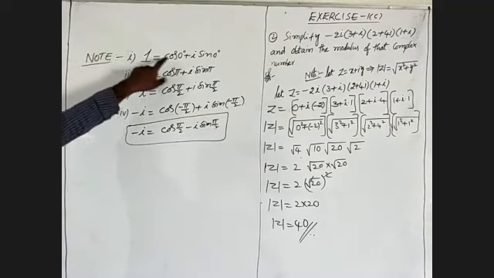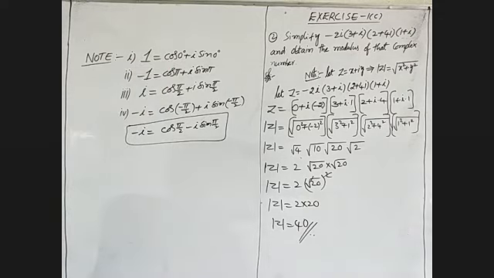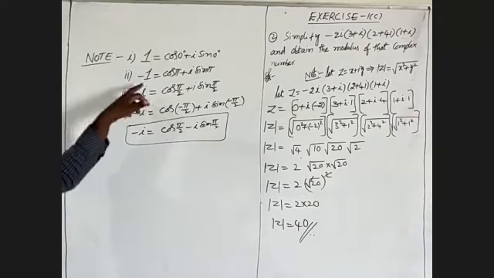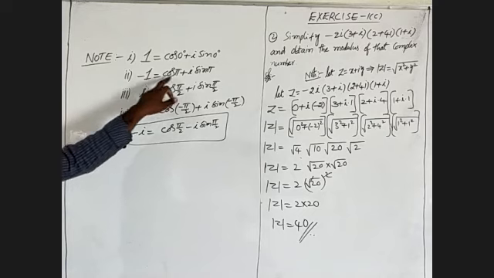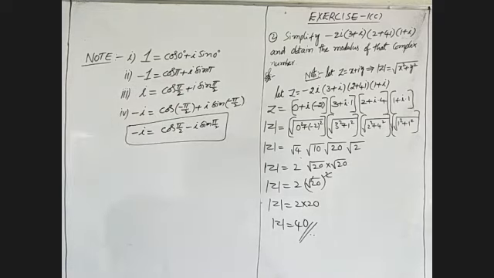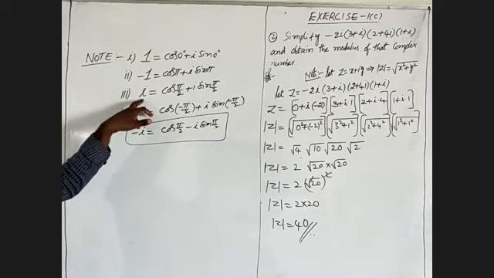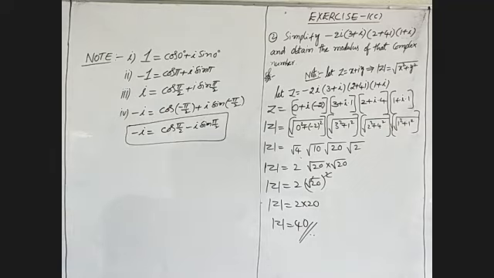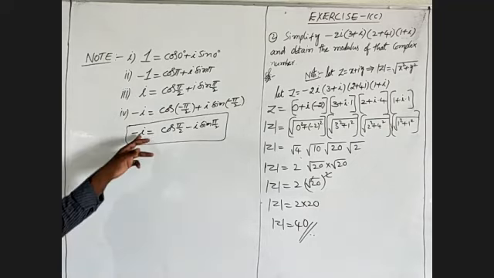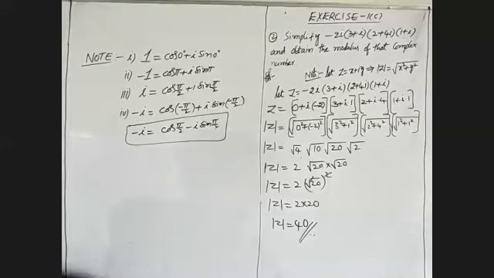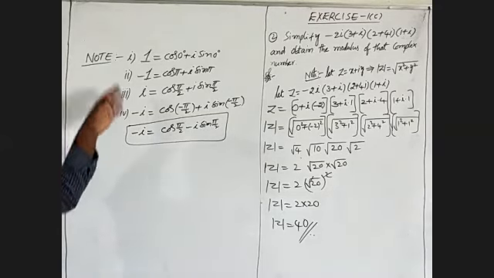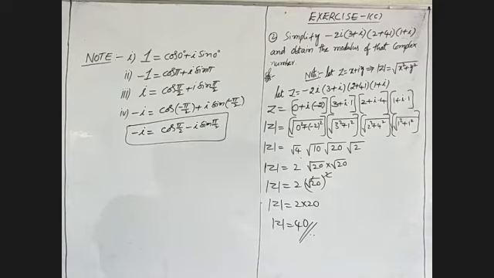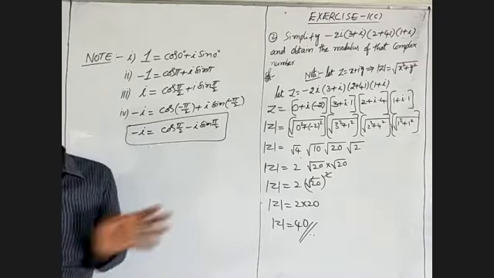One is nothing but cos 0 plus i sin 0 degrees. After that, minus 1 is nothing but cos pi plus i sin pi. After that, i is nothing but cos pi by 2 plus i sin pi by 2, as well as minus i is nothing but cos pi by 2 minus i sin pi by 2. These 4 formulas are useful in complex numbers. We have to write these 4 formulas.